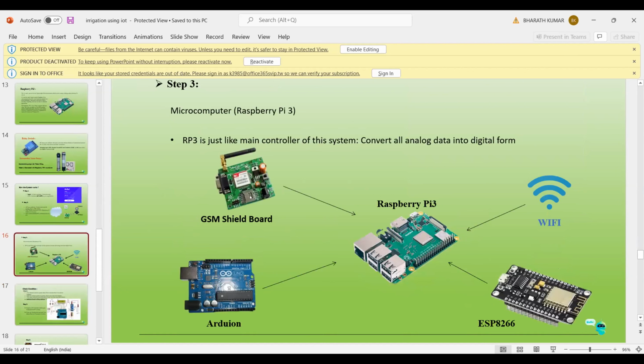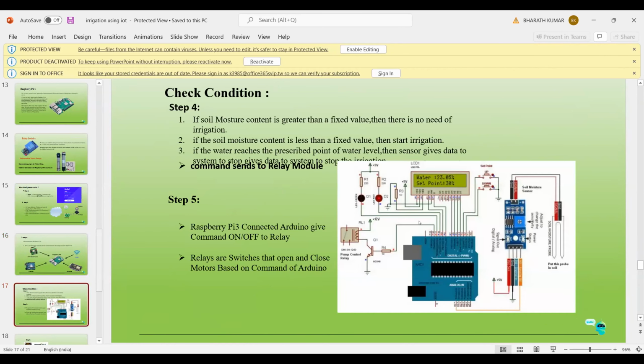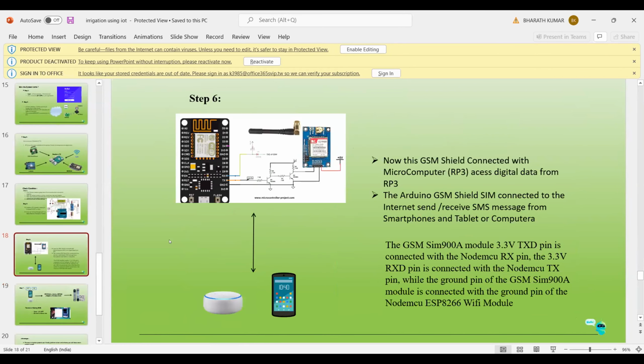This is the connection. The microcomputer is like the main control of the system, converting analog data to digital form. This is the circuit showing how to connect the devices, when the voice assistant or mobile phone connects to the NodeMCU ESP8266.